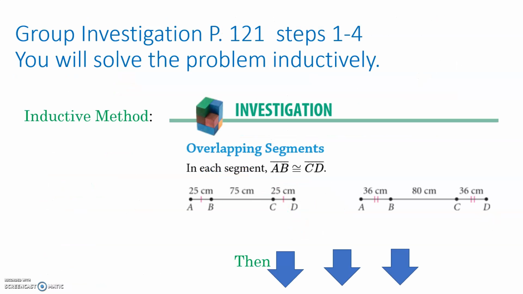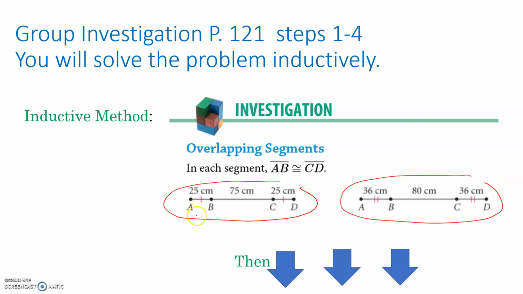Okay, now you are going to do a group investigation on page 121, steps 1 through 4, and you're going to solve the problem inductively. They're going to give you two pictures. Here's a picture and here's a picture, and in each of those pictures, AB equals CD. And then we're going to add the same thing to both of those sections. So we're going to find AB plus 75, and then you're going to take CD plus 75.